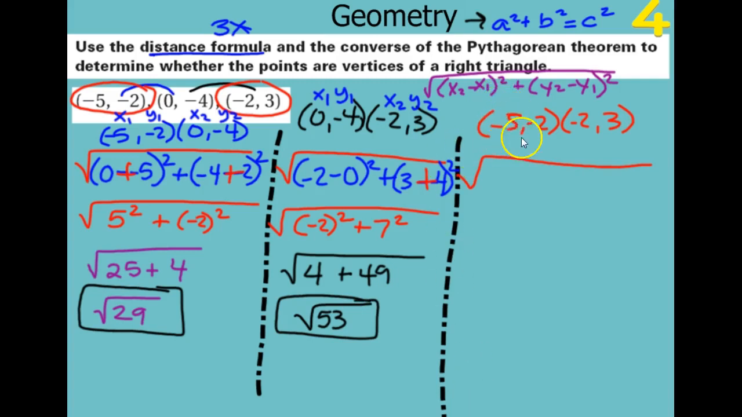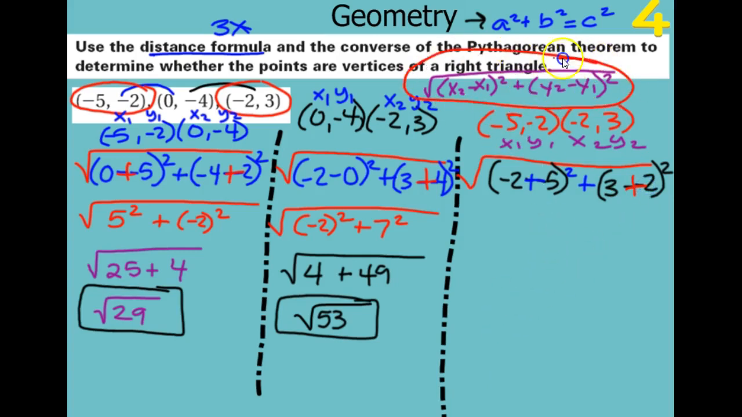Alright, one last time. This is going to be my x and y, that's my first point. X and y, that's my second point. And then we're going to plug those in. x2 minus x1, -2 minus a -5. Those make a positive, and it's squared. Plus y2 minus y1, 3 minus a -2. Again, that's squared, and again, two negatives make a positive. I'm just following this equation that we learned on the previous slide.